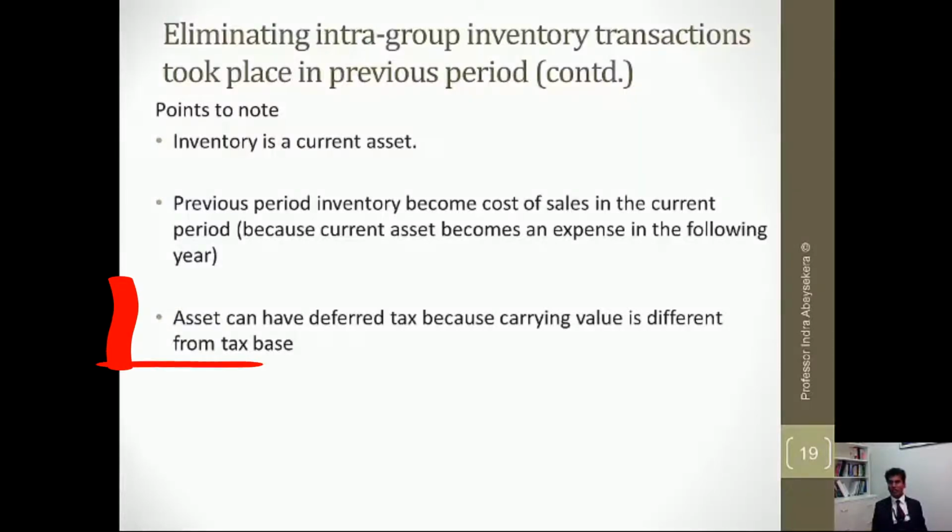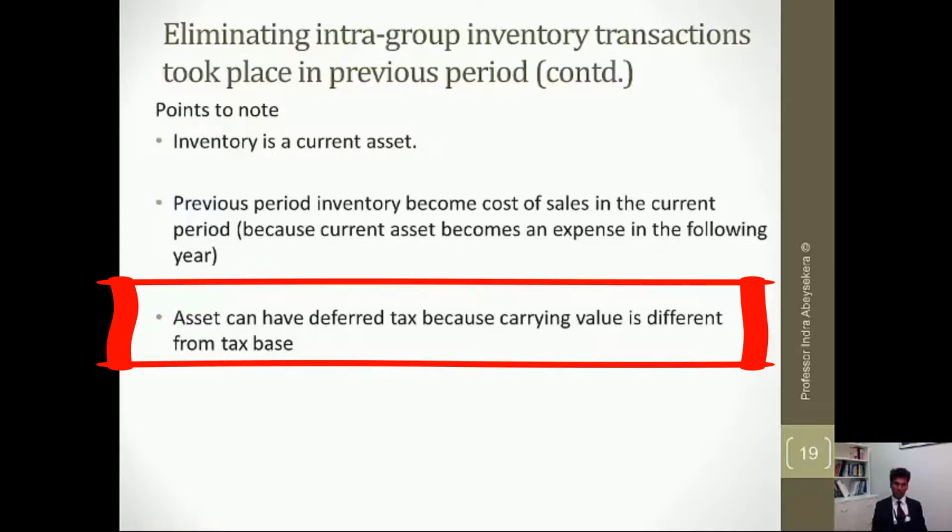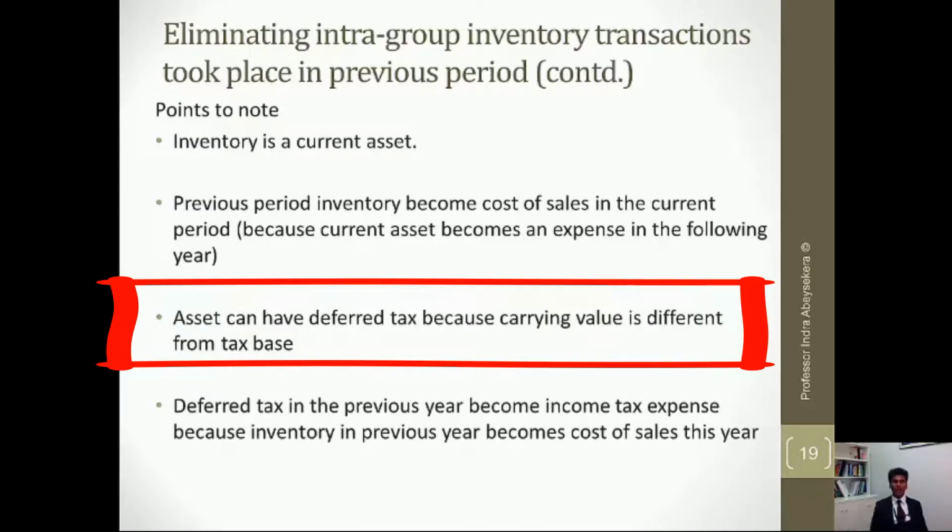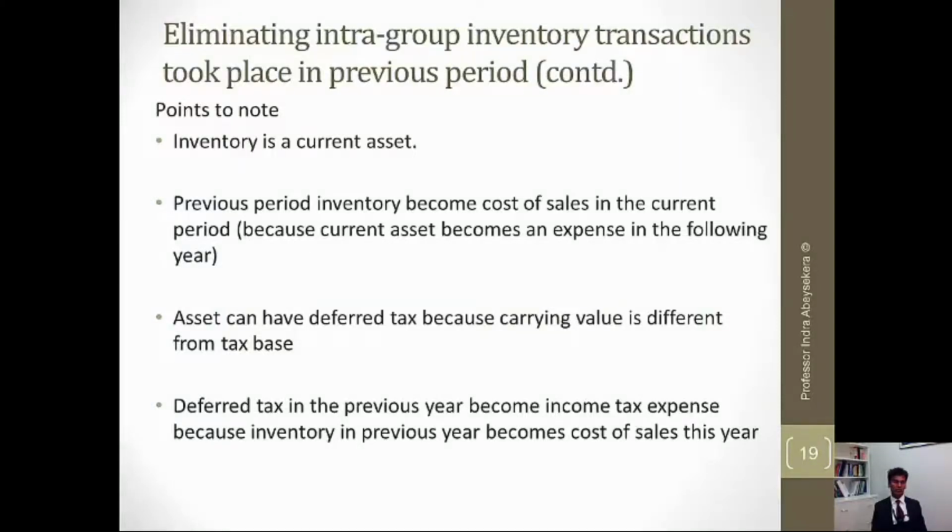Asset can have deferred taxes, because the carrying value is different from the tax base. But the deferred taxes were recorded in the previous period because there was an asset, and when that asset becomes an expense or a cost, then the deferred taxes also become a tax expense.